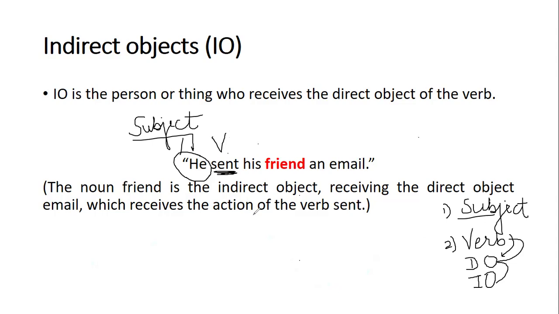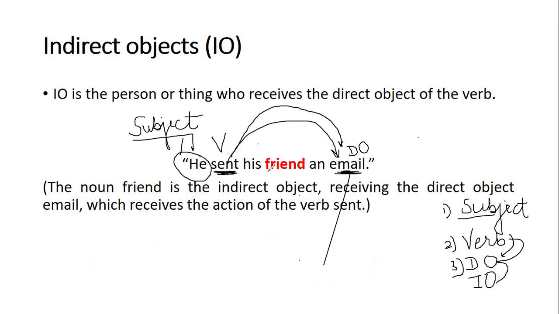What is he sending? That you have to find out. We have to find out the direct object. What is he sending? He's sending an email. So email is a noun. It is a thing, right? So email is our direct object. Because what is a direct object? We saw the direct object receives the action of the verb sent.